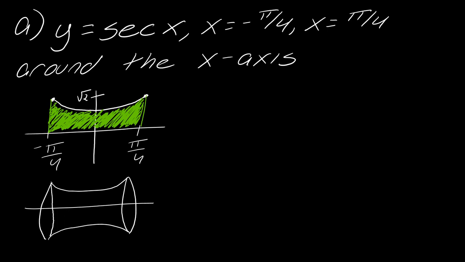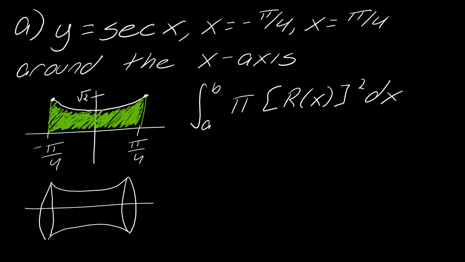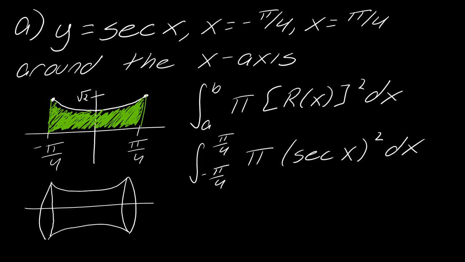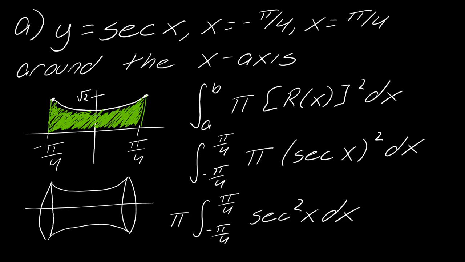Okay, so now I can bust out the formula for the disk method, which I think is nice and straightforward. I'm going to take pi r squared, where r is whatever radius is being generated by this curve here, and this curve is secant x. So this comes out to pi times secant x squared, and then I can take the pi out. This is a nice integral to work with. We have a nice antiderivative formula, so this is one of the easy peasy ones.